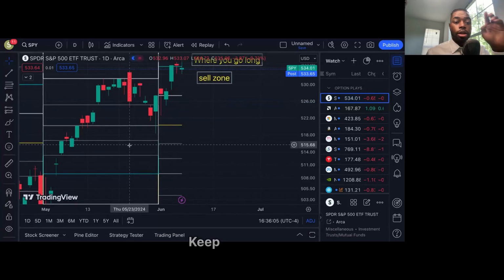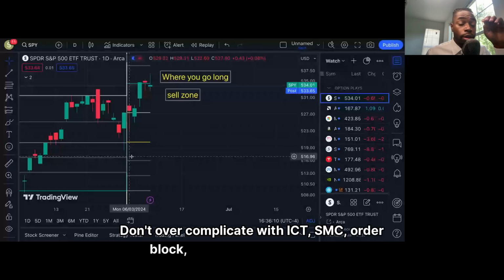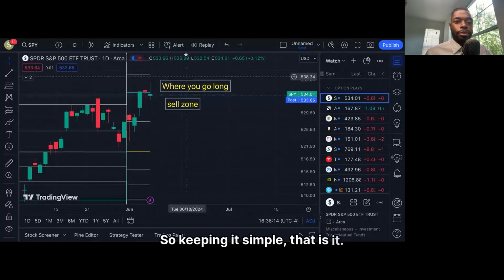That's all you need to be thinking. Keep trading simple. Don't overcomplicate with ICT, SMC, order block, blah, blah, blah strategies. They're ridiculous. So keeping it simple, that is it.